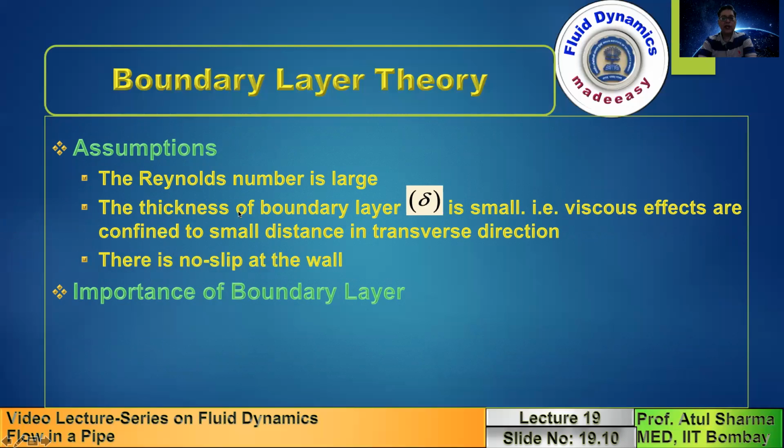And this theory is applicable for the no slip condition at the wall, where we consider the tangential velocity of the fluid at the wall to be equal to the tangential velocity of the wall. If the wall is stationary, the tangential velocity is 0. If the wall is moving with a constant velocity, then the fluid particle at the wall should have the same velocity.